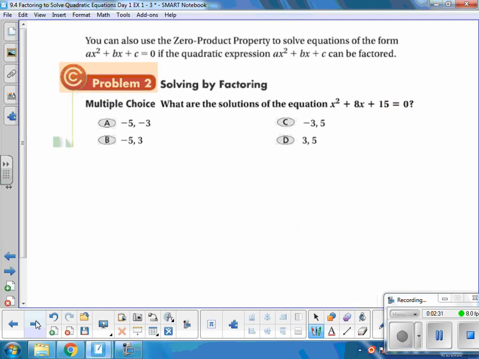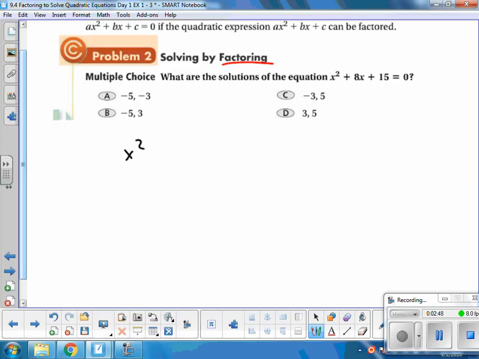You can also use the zero product property to solve equations in the form of ax squared plus bx plus c equals 0. It's a quadratic expression, ax squared plus bx plus c, if it can be factored. So we're going to factor this first. Okay, so let's work on this guy. We're going to say x squared plus 8x plus 15 equals 0. Now remember, if we can break this into our two binomials, then that's where we can get some work done. And when I say get our work done, I'm looking for the solution.